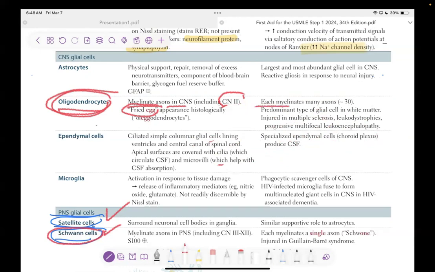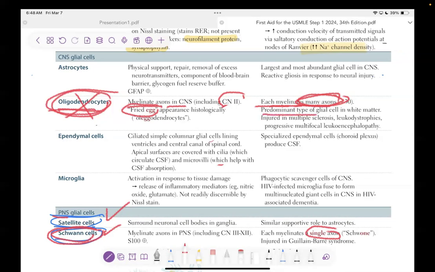Each oligodendrocyte myelinates many axons. This is not a good thing. However, it covers many axons, but the problem is that once an oligodendrocyte is injured, many axons will be affected. At the same time, the Schwann cell is in the periphery, the cover of the peripheral nervous system, and it myelinates a single axon. So whenever one Schwann cell is affected, just one single axon will be lost. But whenever an oligodendrocyte is affected, many axons will be lost.